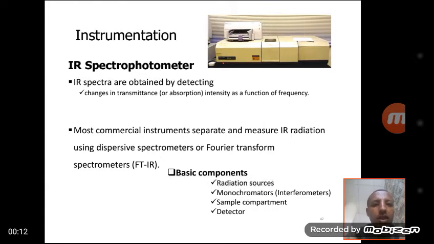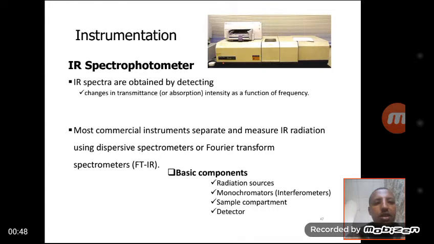IR spectrophotometer. IR spectra are obtained by detecting changes in transmittance or absorption intensity as a function of frequency. In UV-visible spectroscopy, the change in transmittance or absorption intensity is a function of wavelength, but in IR it is a function of frequency or wave number. Most commercial instruments separate and measure IR radiation using a dispersive spectrometer or a Fourier transform spectrometer.